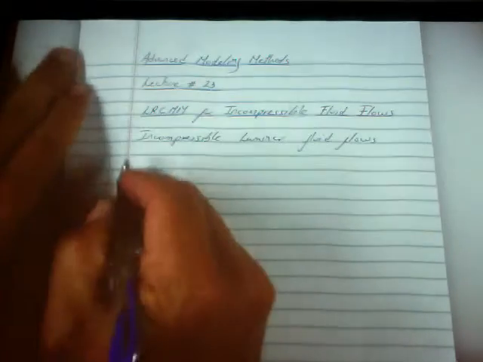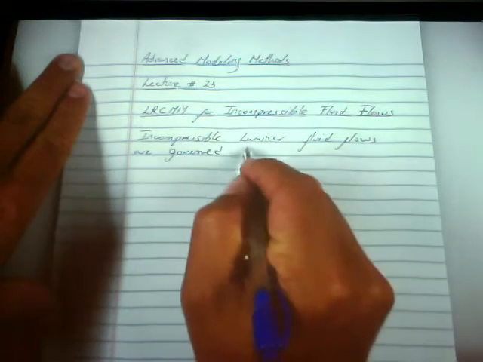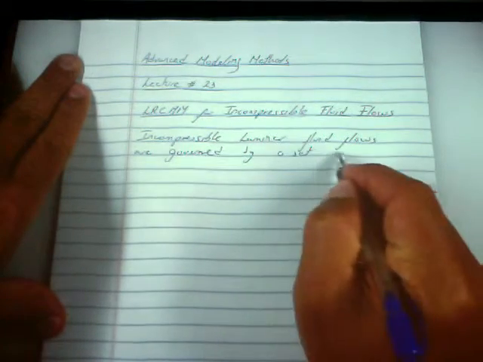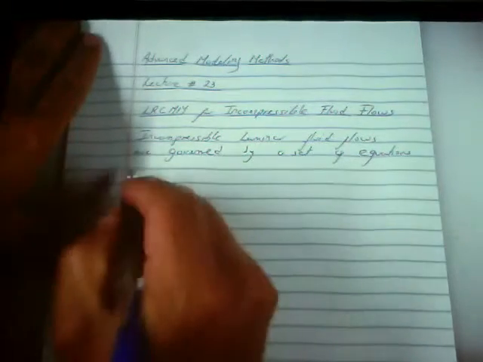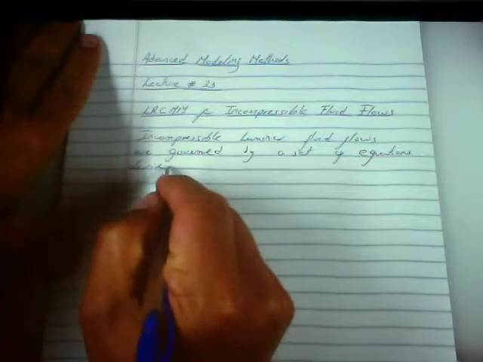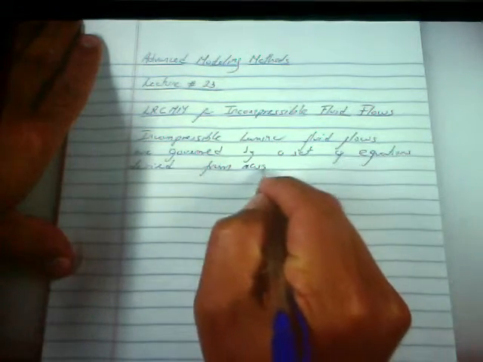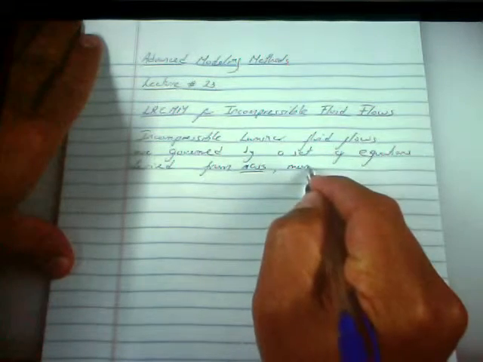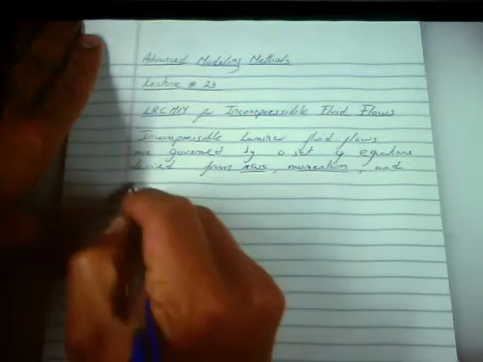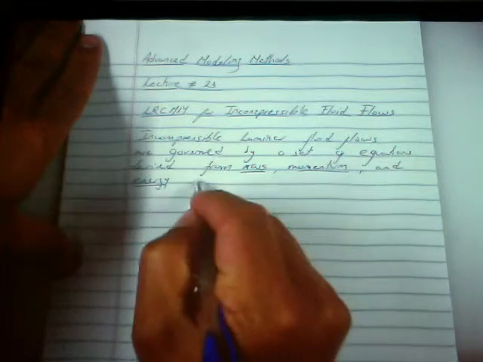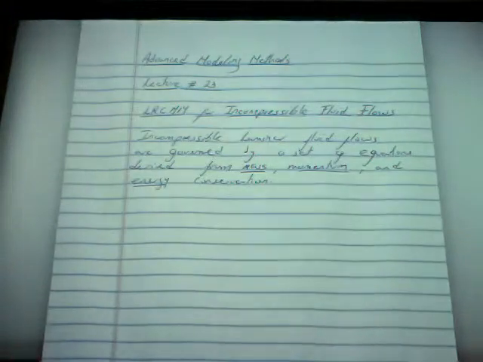All right. So these flows are governed by a set of equations derived from mass, momentum, and energy conservation. So you formulate the conservation principles.